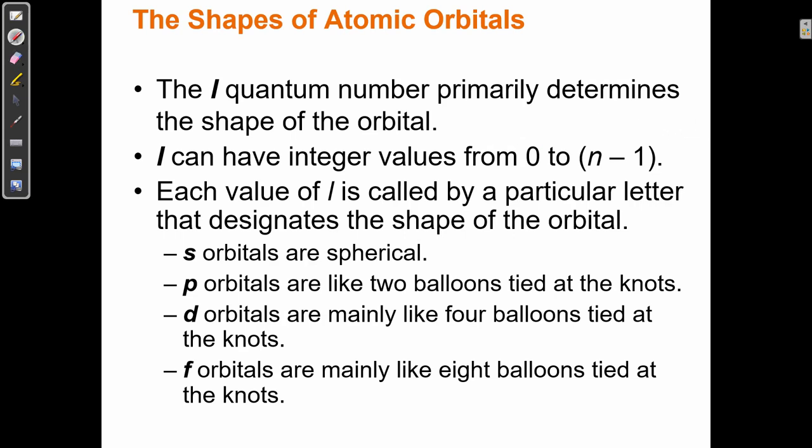Let's do another one. If n equals 3, then L equals 0 to 3 minus 1. Sorry, it's getting late. So if n equals 3, then L equals 0 to 3 minus 1, which is 2, right? 0 to 2. L equals 0 to 2.